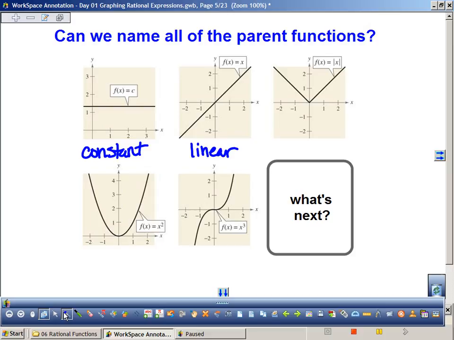Okay, what about this one? Absolute value function. Because that one's a little bit more common. The constant one was the hardest one. This one?